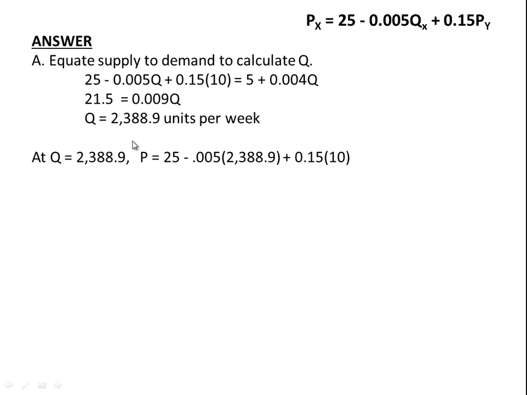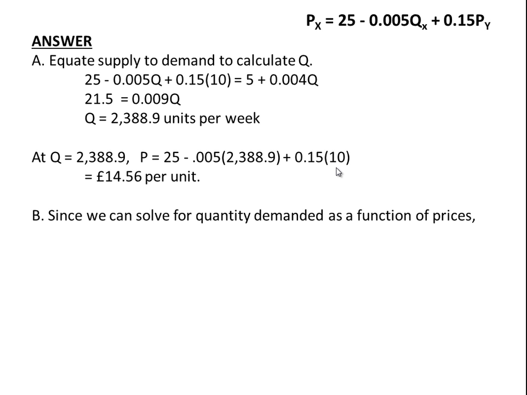We can determine the price from that, because Q is equal to 2388.9. Price, going back to our original equation, again I've dropped the subscript X here, but price is equal to 25 minus 0.005 times the quantity, which we found out in equilibrium, plus 0.15 times 10, the number that we're given for the price of Y. And that means that the price of X is actually £14.56 a unit. So that's part of the answer.